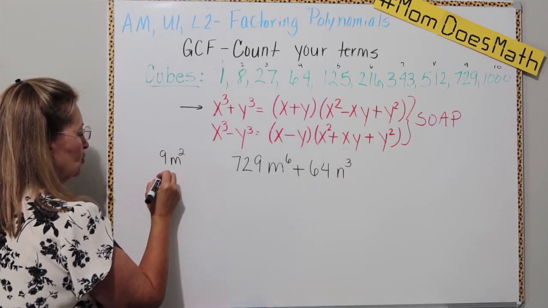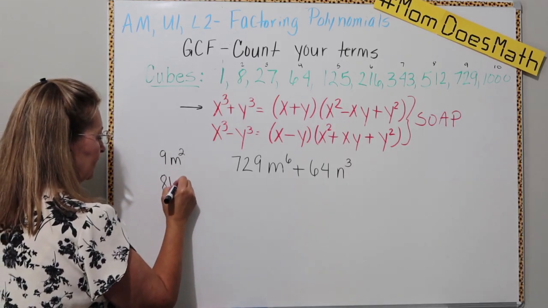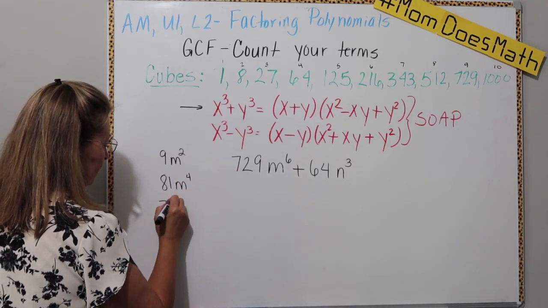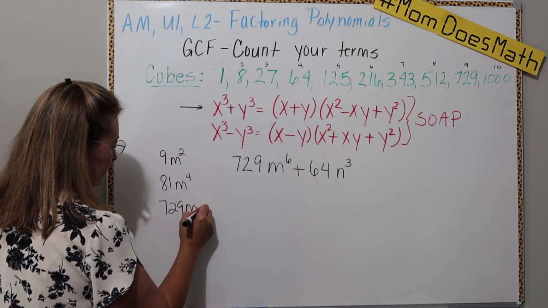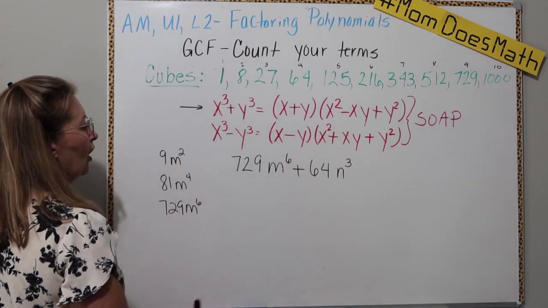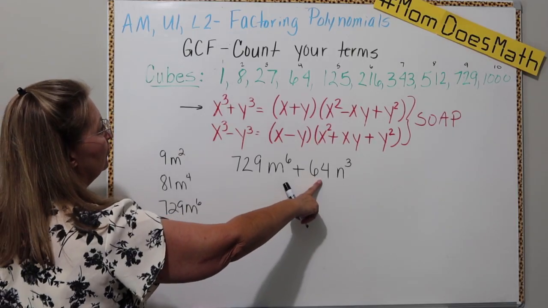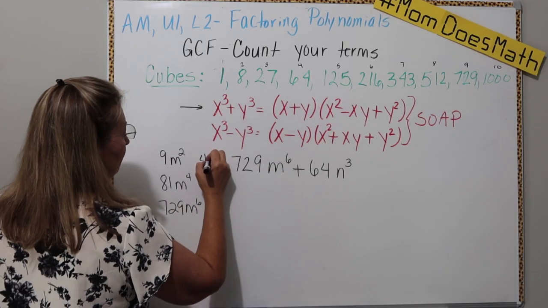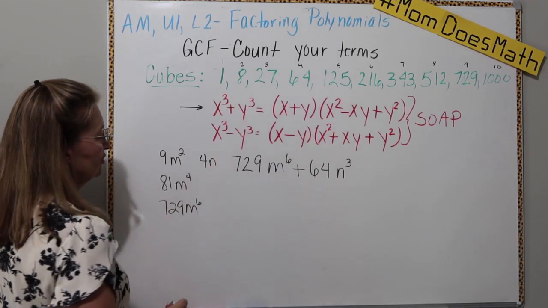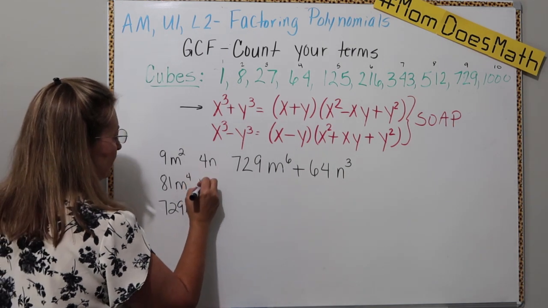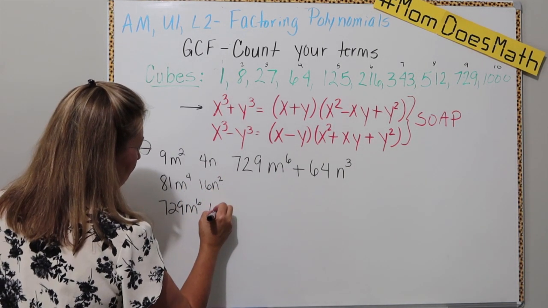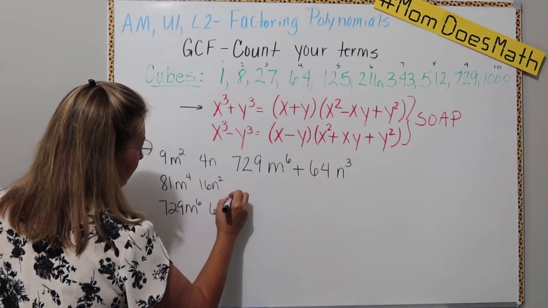Alright, now what is this squared? 81 m to the 4th. And then the cube of it is what we were given, m to the 6th. Alright, what is the cube root of 64? 4. And the cube root of n to the 3rd is just n. Let's square this. That gets 16n squared. And then the cube was 64 n to the 3rd.